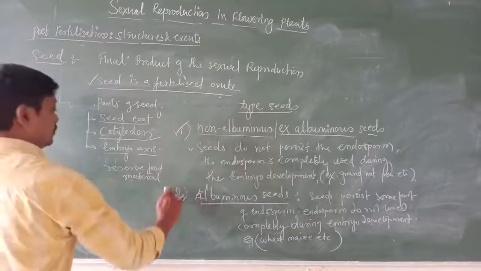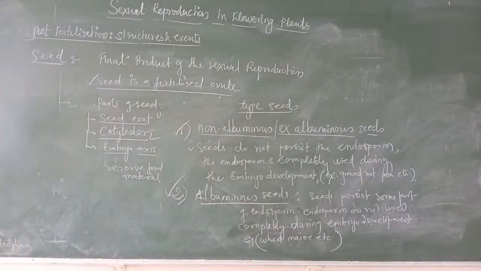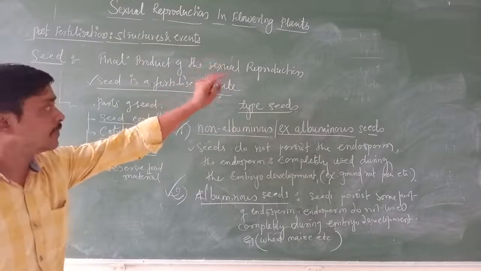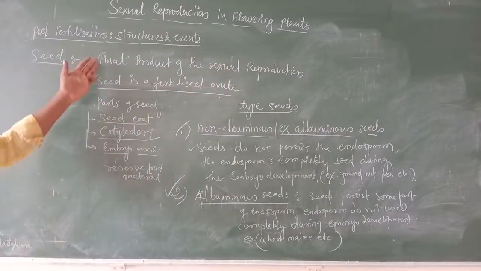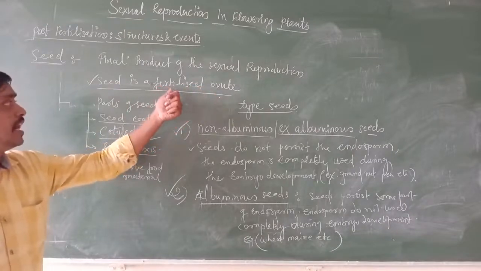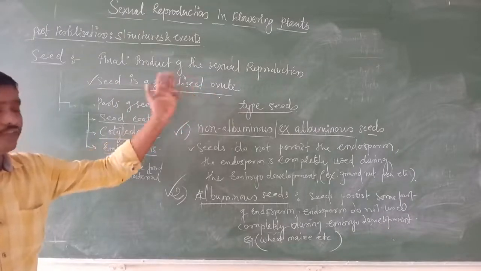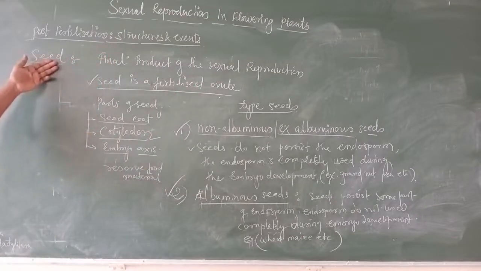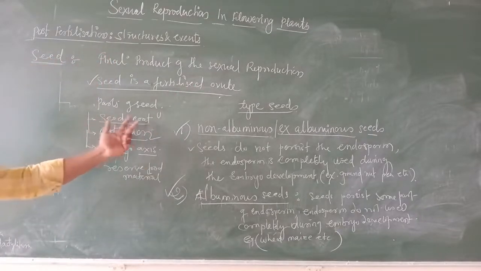So these are the two types of seeds. First I told you, seed is the final product of sexual reproduction. Seed is usually described as a fertilized ovule. And the parts of the seed: the seed is covered by the seed coat.